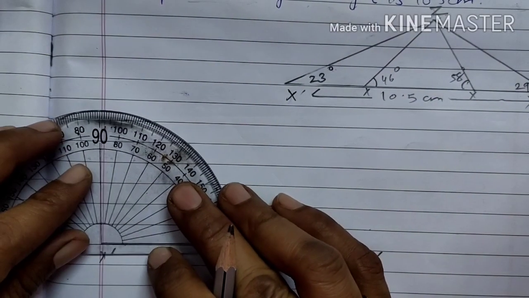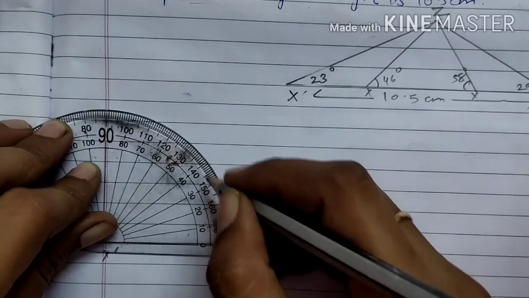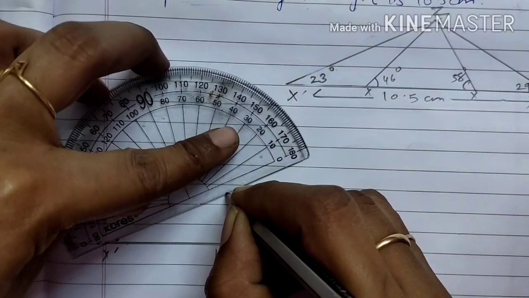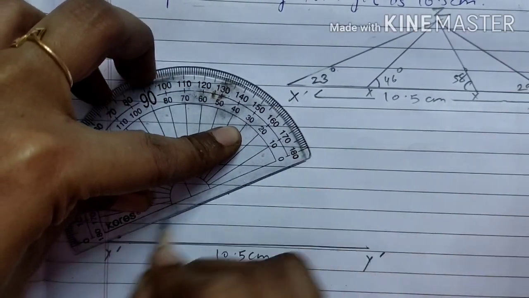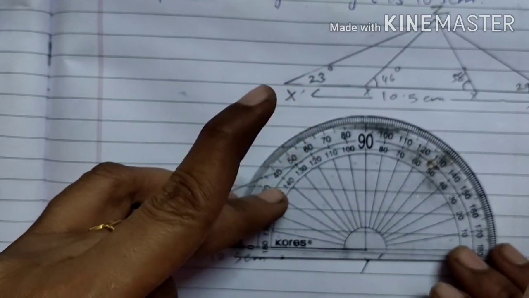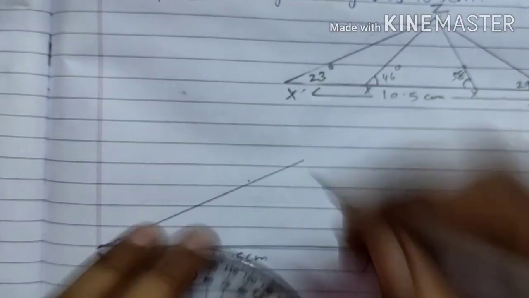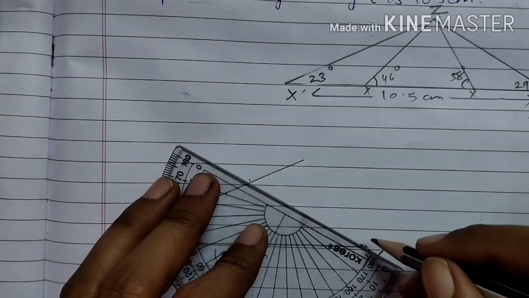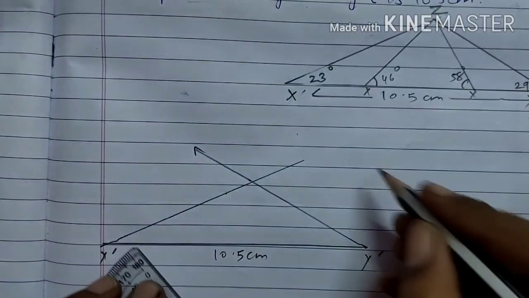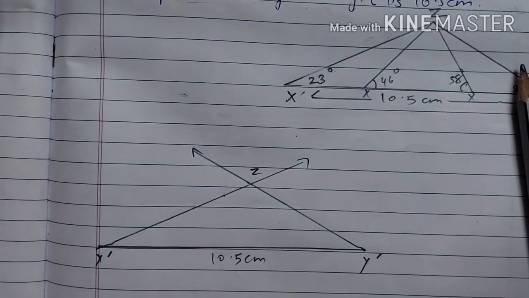Now by using the protractor, measure angle Y dash as 23 degree. Now draw the ray of this angle Y dash, that is 23 degree. Now keep the protractor on Y dash, measure the angle 29 degree and draw the ray of this angle, that is 29 degree. The point of intersection of these two rays is point Z. This is your point Z.